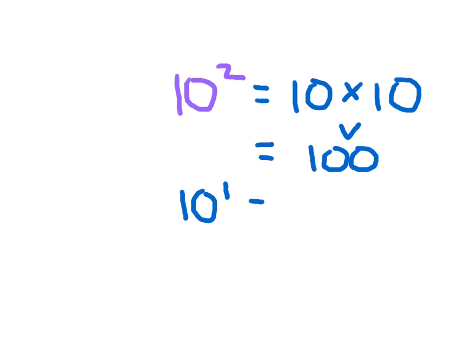10 to the first power is equal to just 10. And 10 to the 0 power, 10 with that exponent of 0 is just equal to 1. So again, 10 squared, 10 times 10, which equals 100. 10 to the first power is equal to 10. And 10 to the 0 power is equal to 1. What do you notice? No zeros there.